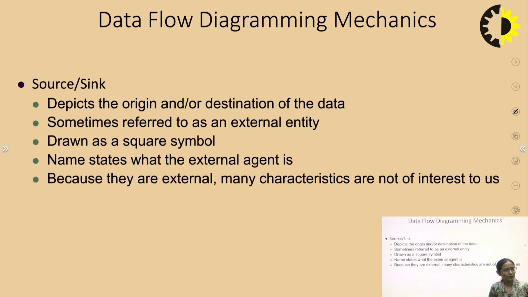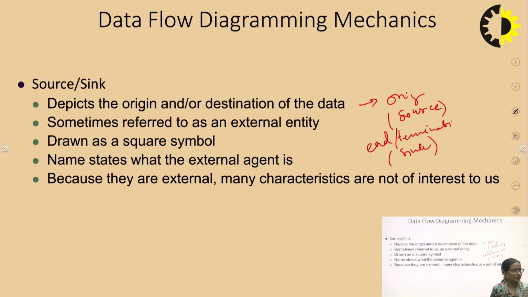Now what is source or sink? Source depicts the origin or the destination of the data. That is, where the data is originating becomes my source, and where the data is ending or terminating, where it is going, is known as the sink point. Sometimes referred to as an external entity, it is drawn as a square symbol. The name states what the external agent is. Because they are external, many characteristics are not of interest to us. So in DFDs, generally they are the most ignored part.